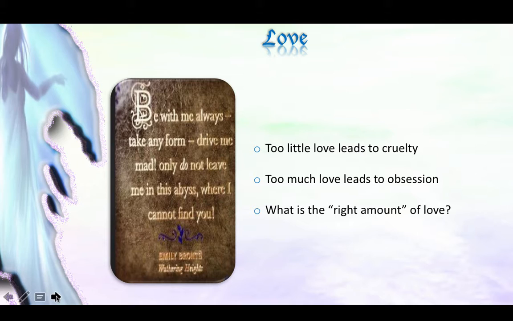So where does that leave us? Too little love can create horror. Too much love can create horror. What is the right amount of love? That seems like a really silly question. But how much of our life do we spend trying to find love that doesn't hurt us?